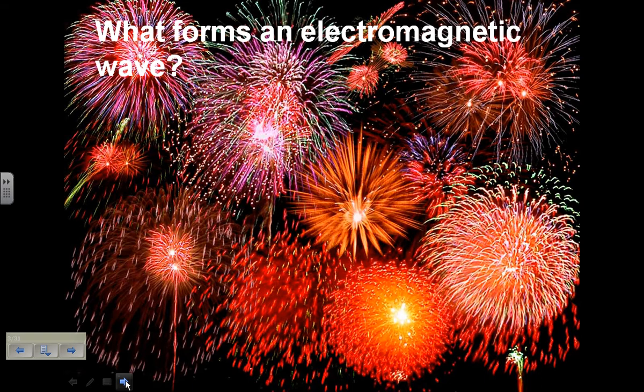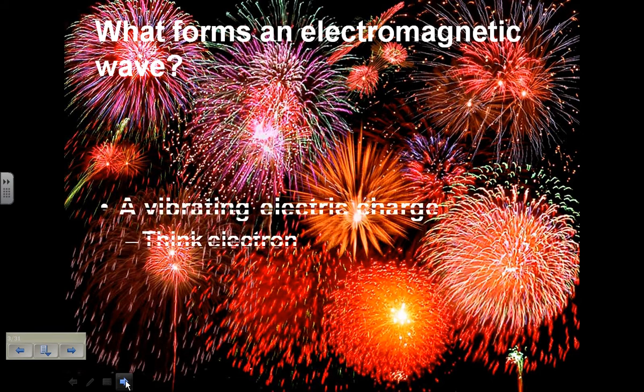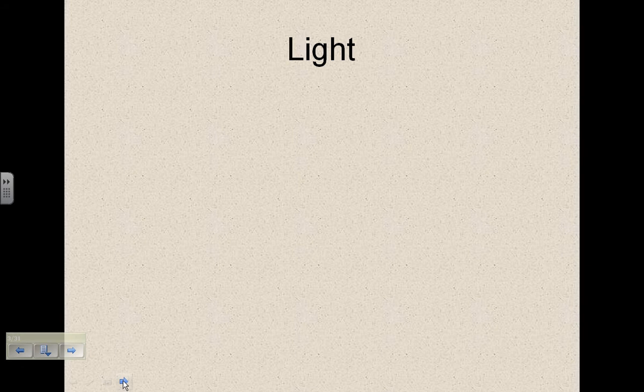Fireworks we see due to the light that's emitted, and what forms this light? It's an electromagnetic wave, and it's a vibrating electric charge, which you can think of as an electron. You might remember from your chemistry class that the electrons, when they gain energy, jump one or more energy levels, and when they fall back down, they emit a photon. In the case of fireworks, we see a photon of visible light.